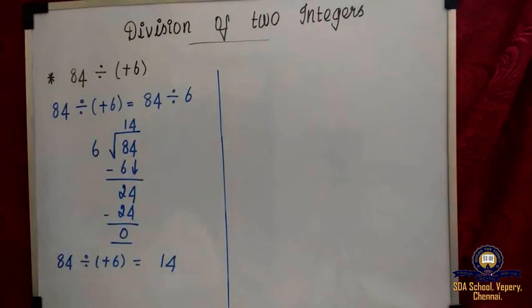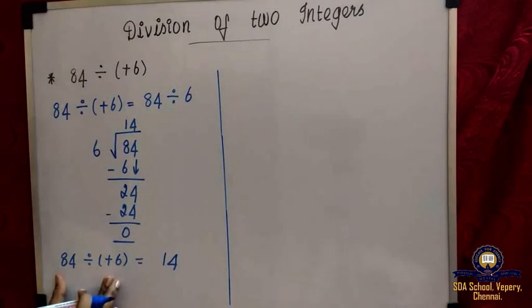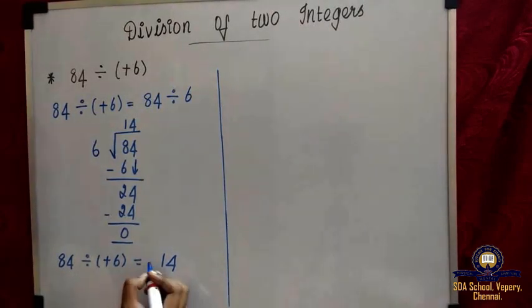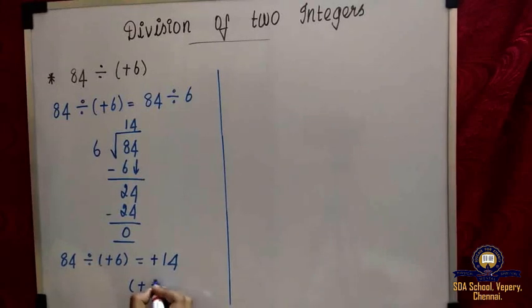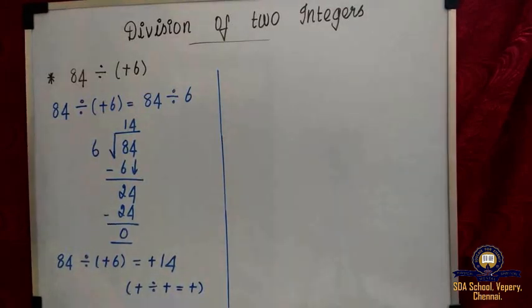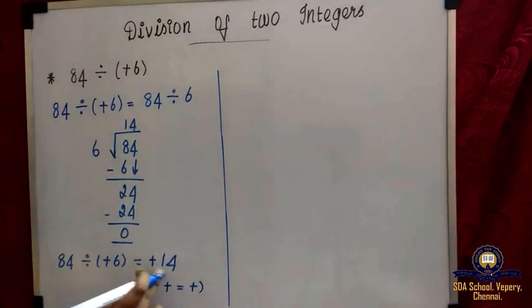Now we will find the sign. When you look here, both the integers have the same sign, positive. Therefore, the quotient will always be a positive integer, since plus divided by plus is equal to plus. So it is plus 14.